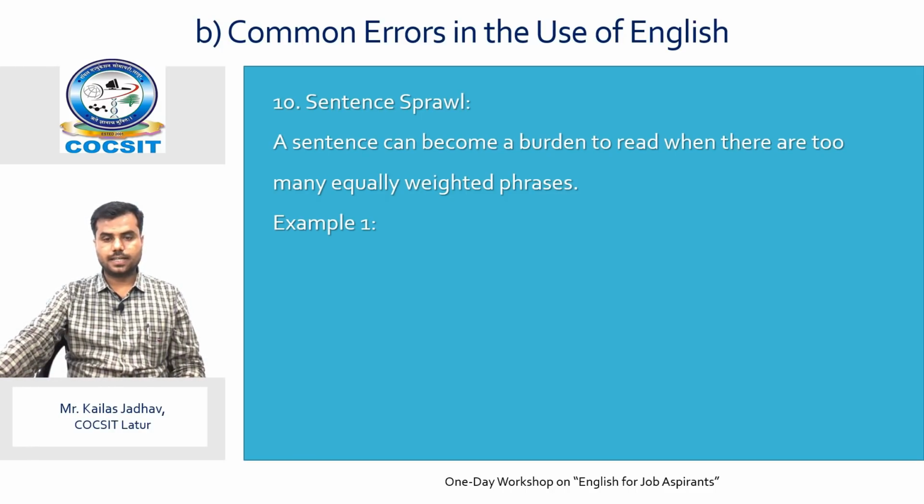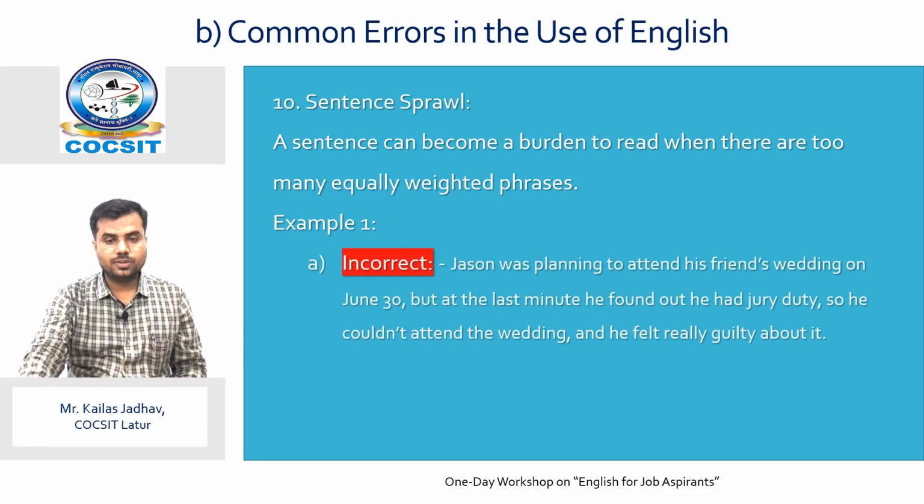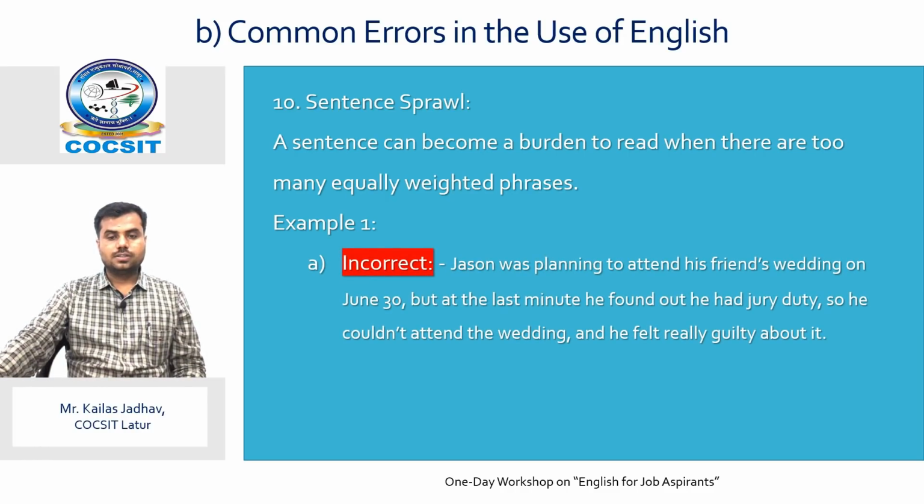A sentence can become a burden to read when there are too many equally weighted phrases. Jason was planning to attend his friend's wedding on June 30, but at the last minute he found out he had jury duty, so he could not attend the wedding and he felt really guilty about it. Look at this, how this becomes quite hectic for reading.